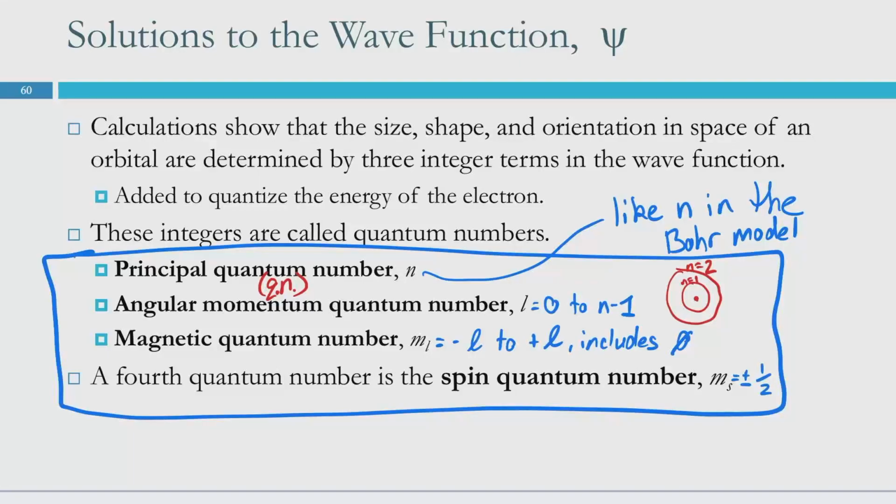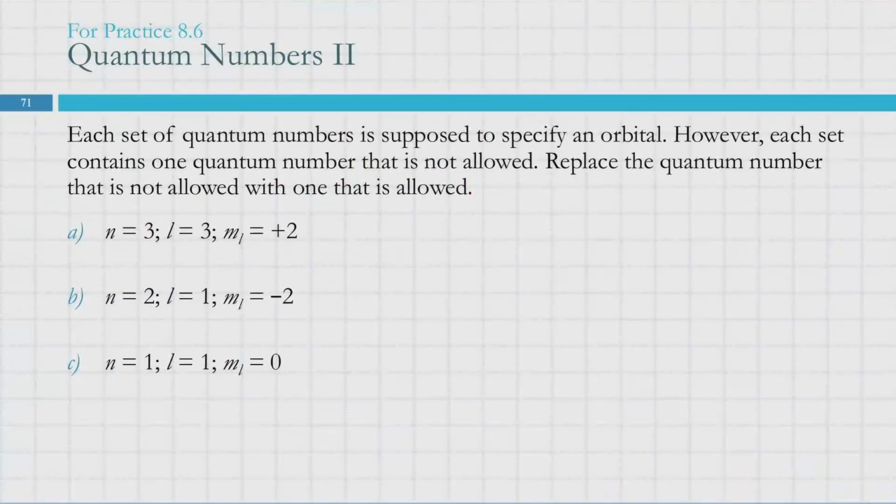So now with that little tiny bit of review, and hopefully what we remember from last time, we've got some sets of quantum numbers. Each quantum number set is supposed to specify one singular orbital, one singular shape. But each of these sets contains one quantum number that's not allowed. We want to replace the quantum number that's not allowed with one that is allowed, and I'm going to give us some time to work on that.